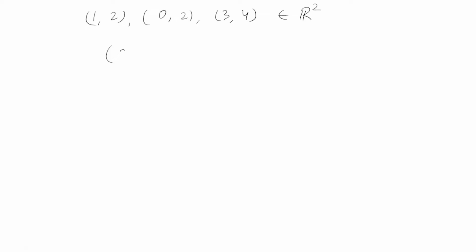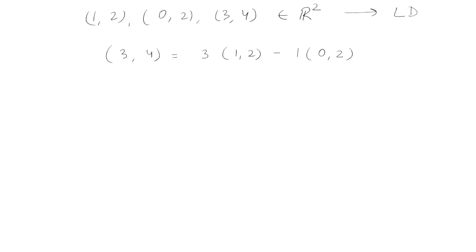Now, you can simply see by observation that (3, 4) can be expressed as 3 times (1, 2) plus some multiple of (0, 2). It is 3 times 1, that is 3. Now, you want 4, so it is 6 minus 2, okay, it must be 1. 6 minus 2 is 4, okay. So, we have expressed the vector (3, 4) as a linear combination of these two vectors. So, what does it mean? It means that these vectors are linearly dependent. So, this set is LD, okay, because we have expressed one vector as a linear combination of the remaining vectors.